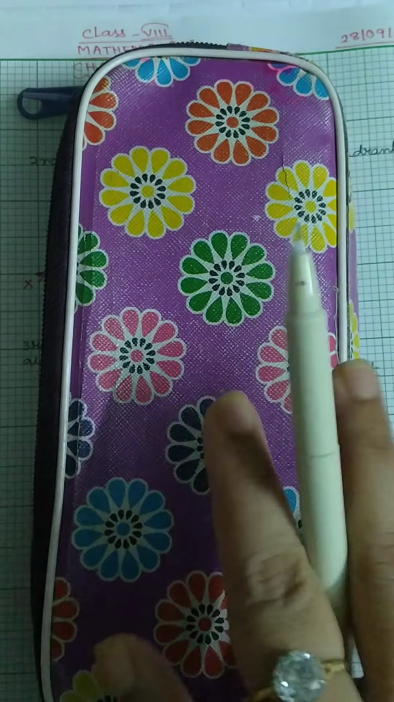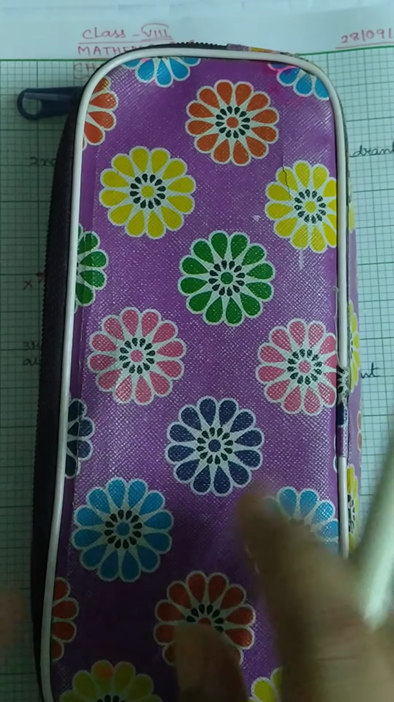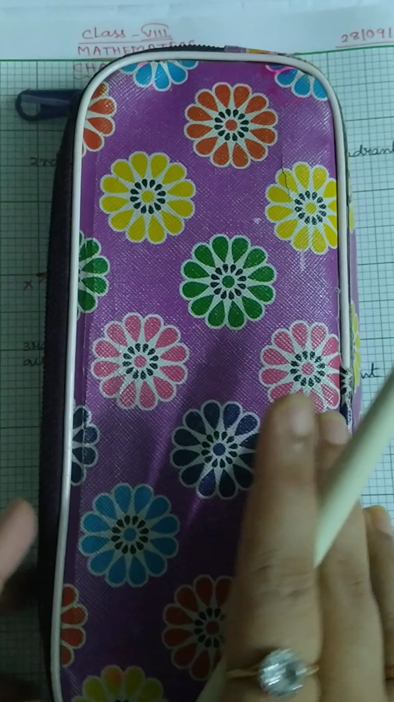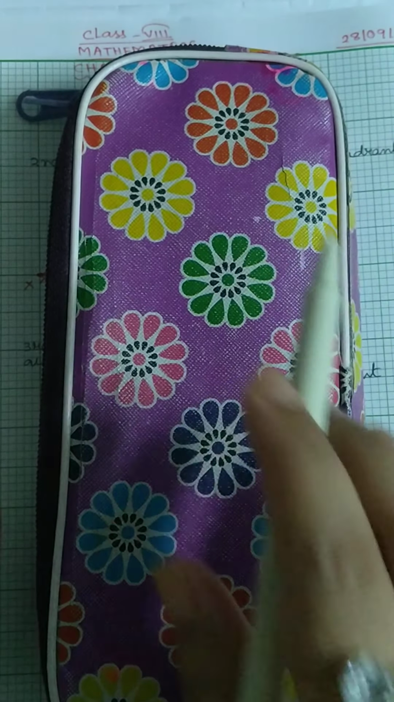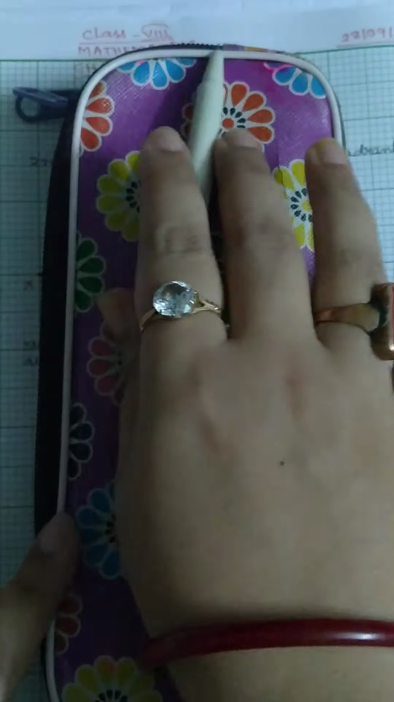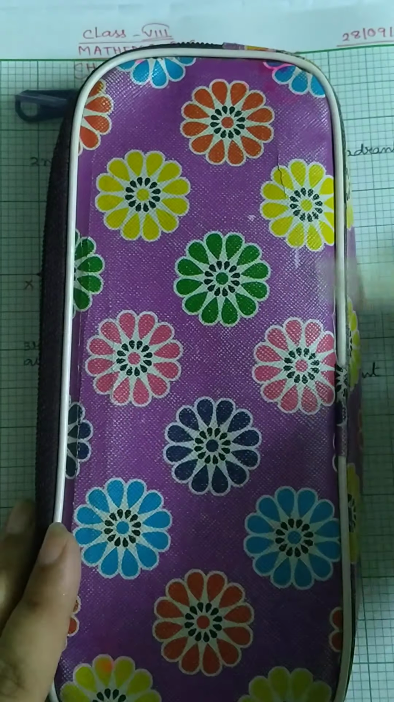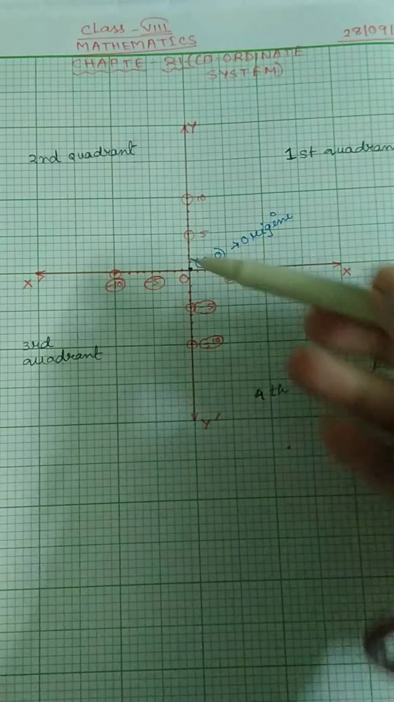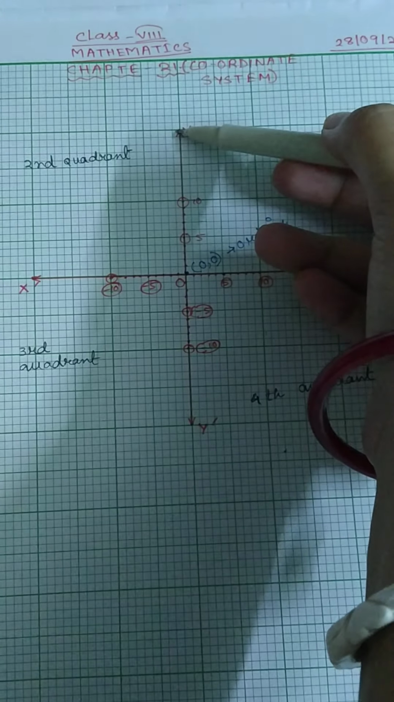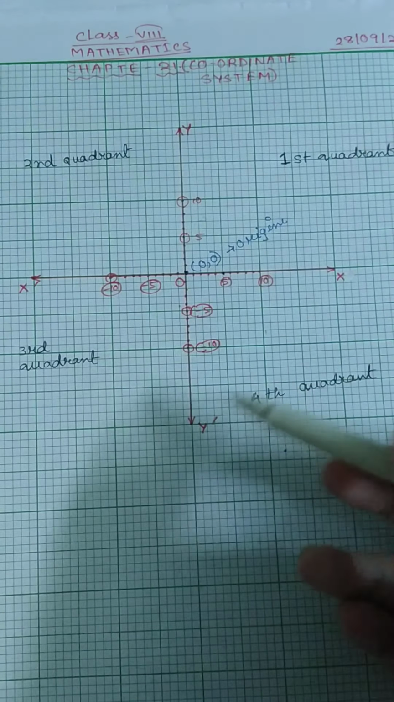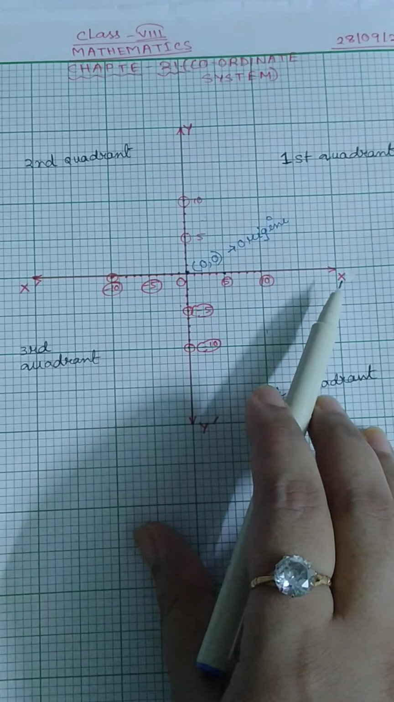If you take the example of a paper, a page, that is a two-dimensional object where the first dimension is the x-axis, that is length, and the second dimension is the y-axis, that is breadth. This is the vertical axis and this is the horizontal axis.